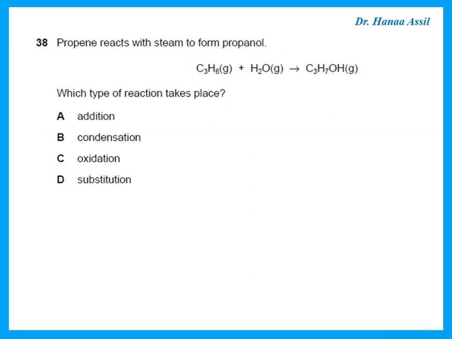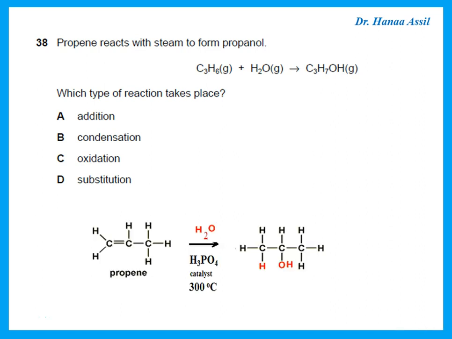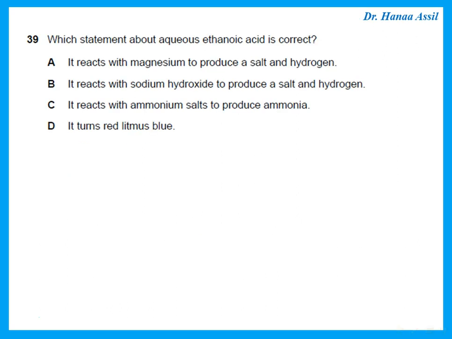monomers. Propene reacts with steam to form propanol. Which type of reaction takes place? You should remember, when we react alkenes with steam, what the conditions are. It needs a phosphoric acid catalyst and 300 degrees Celsius. And we open up the double bond and we put an H and then OH. Now, what type of reaction do alkenes do? You should know that it is an addition reaction.